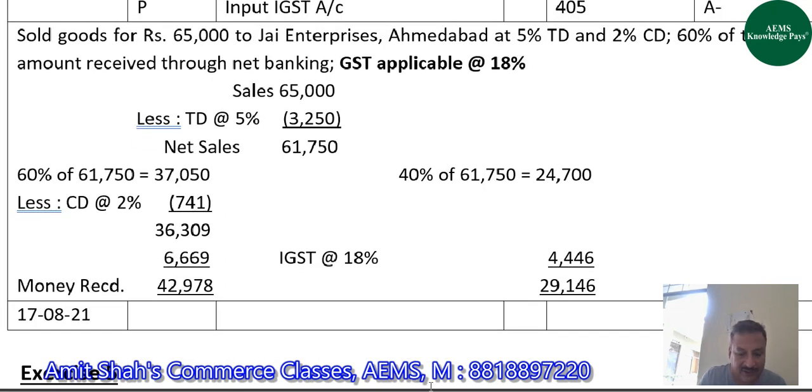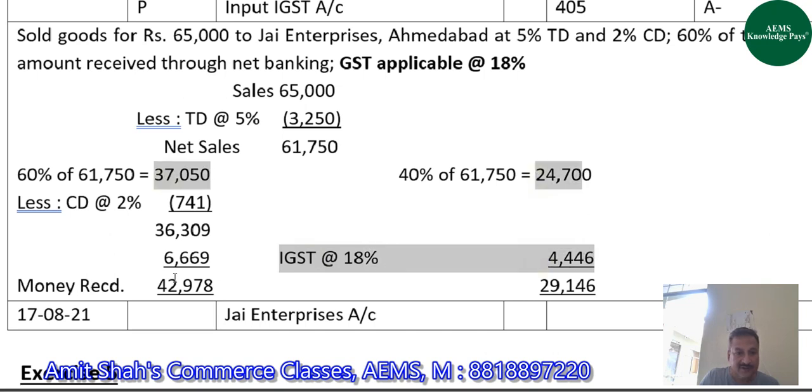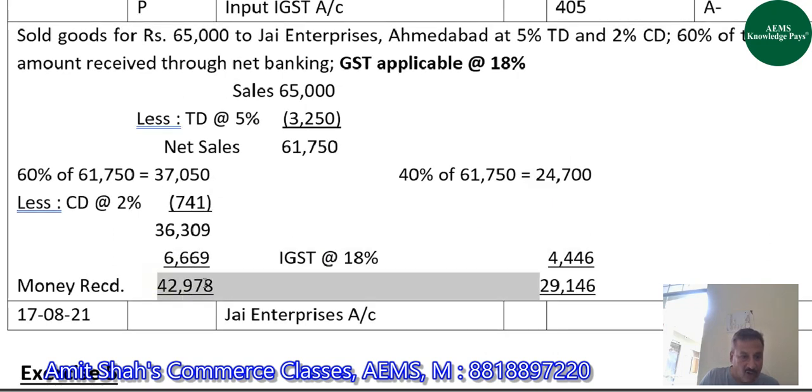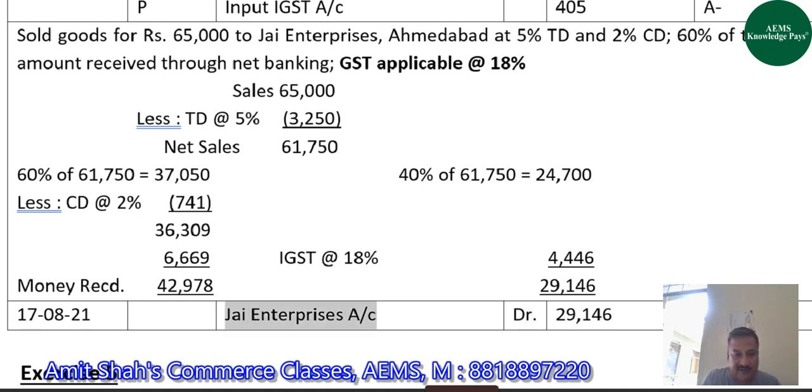So here we will debit J Enterprises account, our customers account. ये जीएसटी है 18%, इसका 18% और इसका 18% ये है. इसलिए हम अलग निकाल रहे because we want to know how much money we have received and how much we yet have to collect, right? So J Enterprises account would be debited with 29,146.